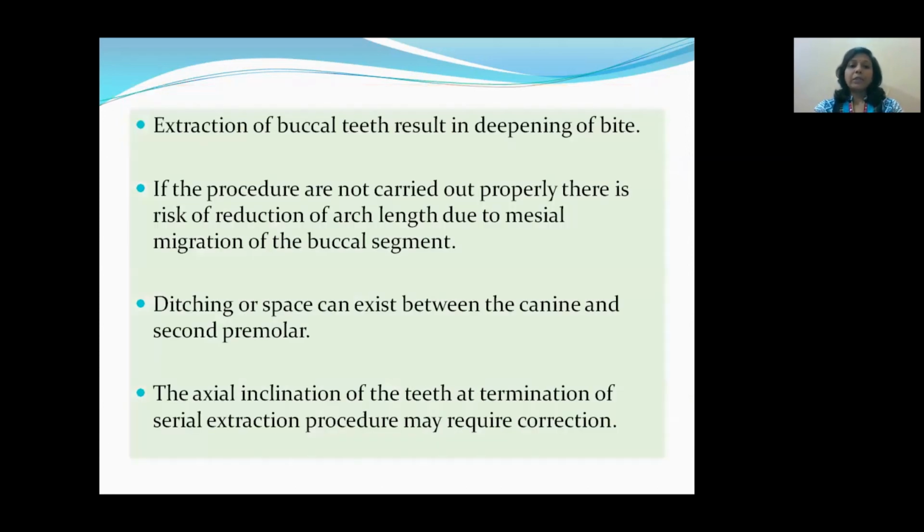Extraction of buccal teeth may result in deepening of bite. If the procedure is not carried out properly, there is a risk of reduction of arch length due to mesial migration of the buccal segment, and a ditching of space can exist between the canine and the second premolar. Also, the axial inclination of the teeth at termination of the serial extraction procedure may require correction later on.